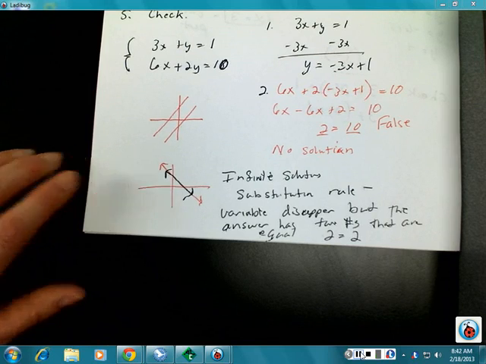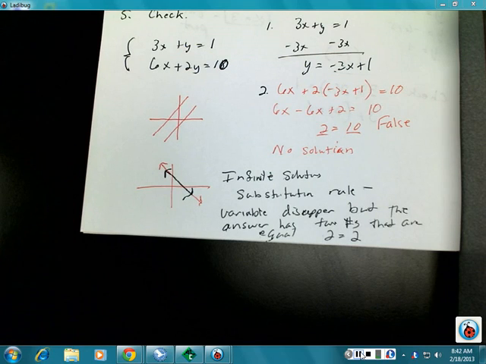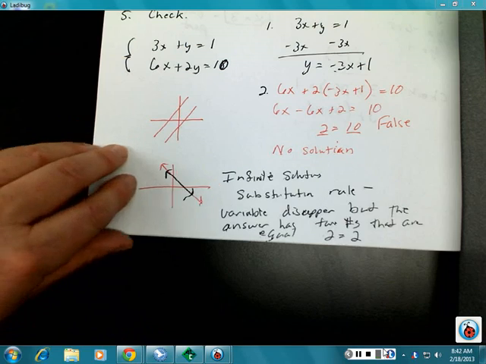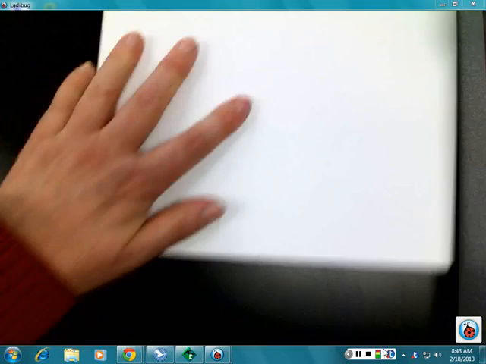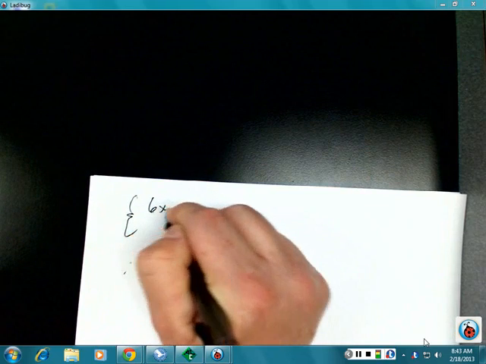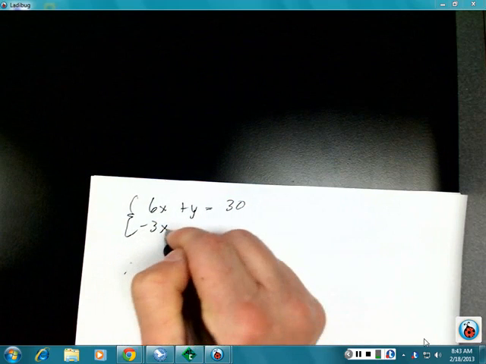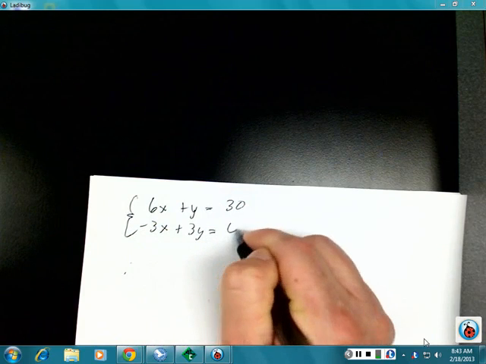Okay. So, let's do some more of these guys and see what we can possibly come up with for solutions to them. Okay. So, can I flip it? Let me get that one out of there. I'll pull this back down here. Here's another one. 6x plus y equals 30, and a negative 3x plus 3y equals 6.